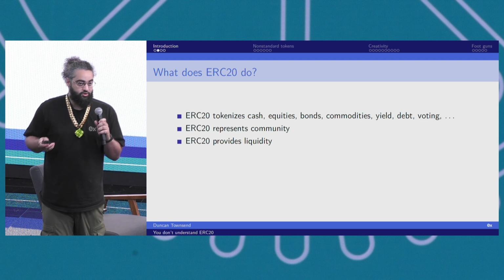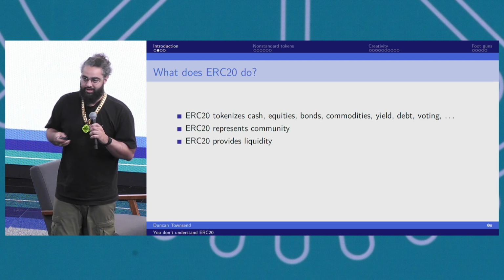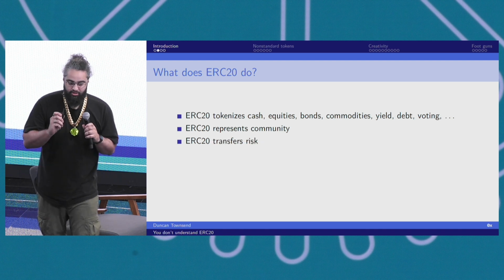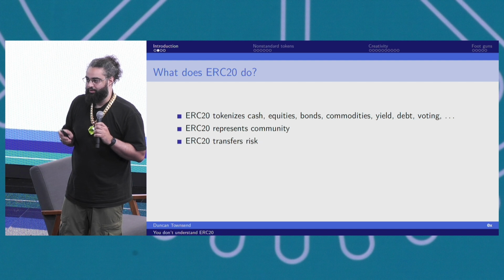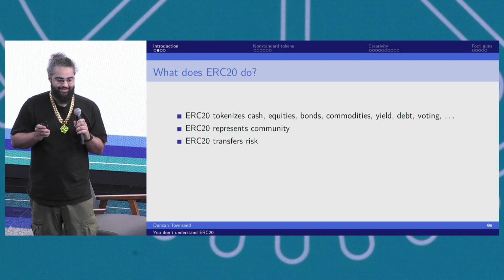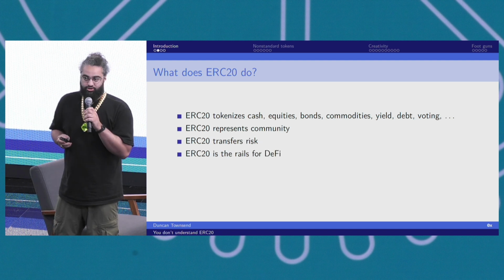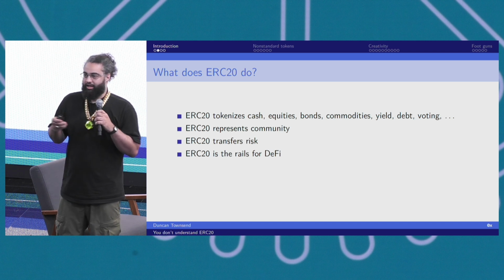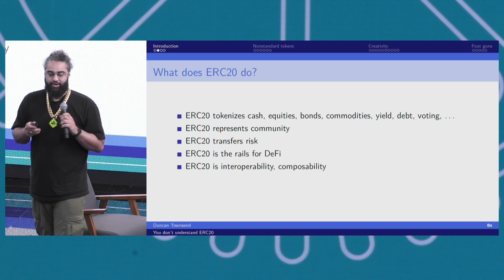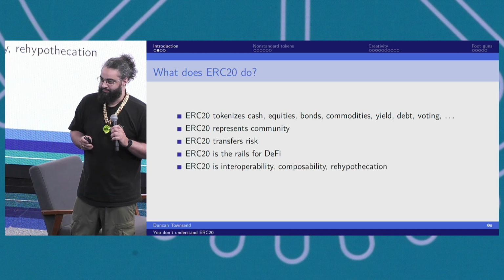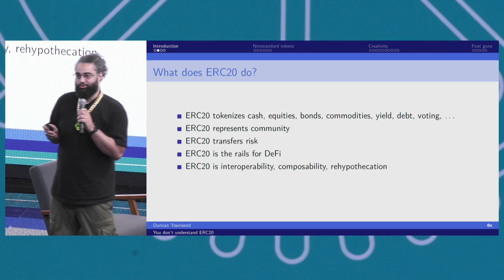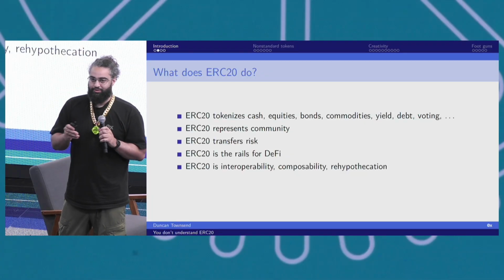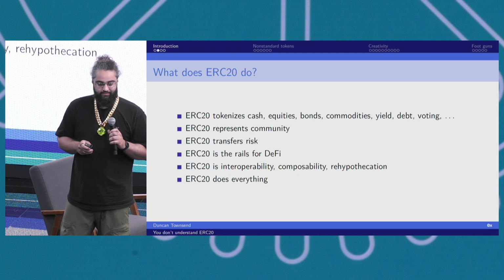It also allows people to provide liquidity, right? ERC20 is the token standard that lets you LP, that lets you swap, that lets you fundamentally transfer risk. That's what adding liquidity is. That's what being an LP is. And ERC20 is the rails for DeFi. Without ERC20, DeFi doesn't work because you don't have interoperability, you don't have composability, you don't have rehypothecation. And if you're not sure what those words are, hang out with me, and I'll explain to you why those are important things and why you should build on ERC20.